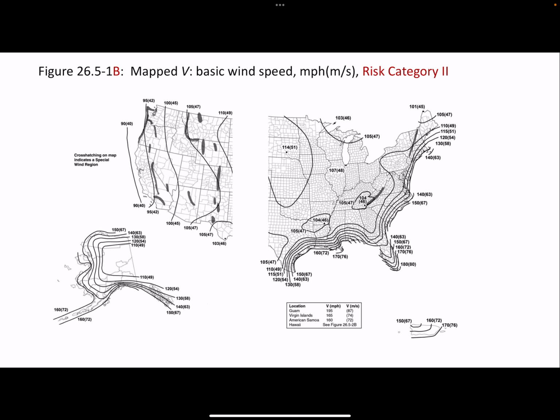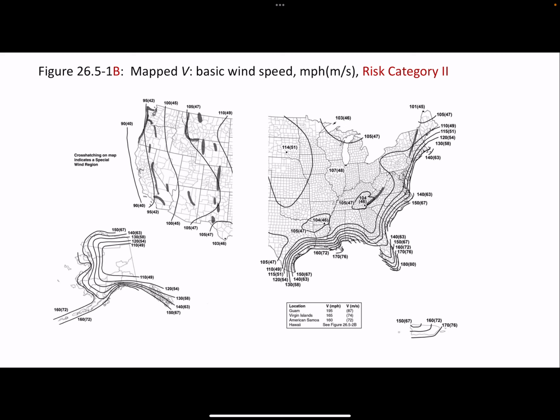So first up, these mapped wind speeds. The one that I'm showing you here is the second one of the four, right? So it's figure B of 26.5-1. And this one is specific to risk category 2 structures. So you can see it's similar to the seismic maps with contours, except that it's a lot easier to read because they're not as condensed as they were in the seismic loads maps.